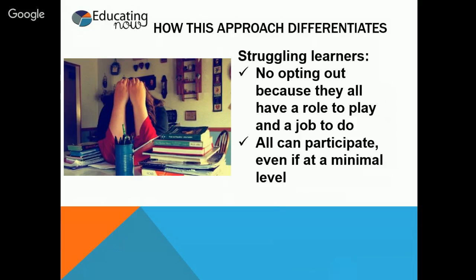Again, they can't opt out. They all have that job to do. And all of them can participate, even if it's at a minimal level. So students, even those that have significant learning difficulties, can still participate in this. And again, I talk a lot more about this in our course.